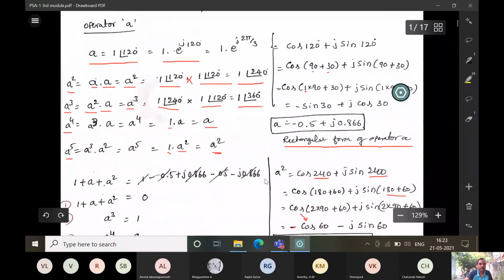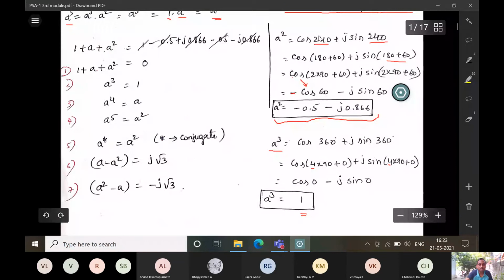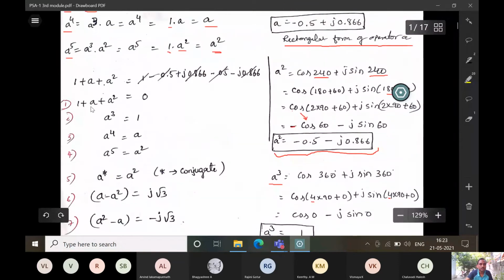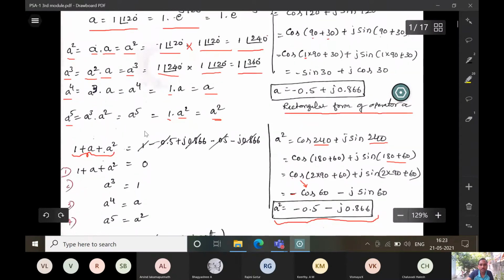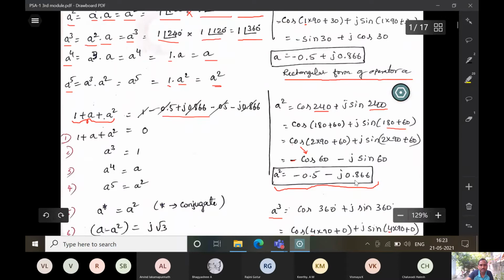Similarly, these things will be obtained. Like this, 1 plus a plus a square. It is like algebra. These are some of the rotations, some of the equations you should know. So 1 plus a plus a square: what is 1? 1, as it is. What is a? a is equal to minus 0.5 plus j 0.866. And what is a square? Minus 0.5 minus j 0.866.